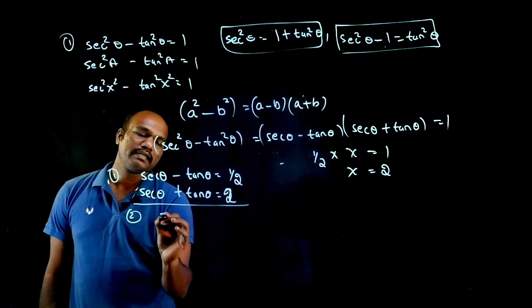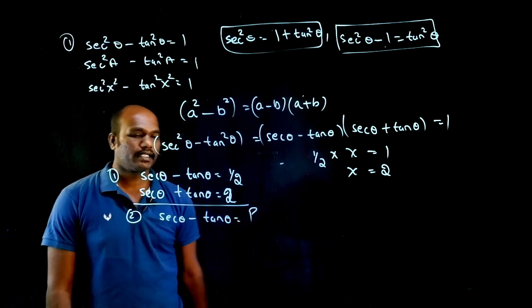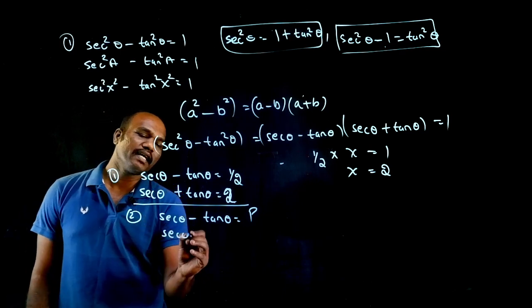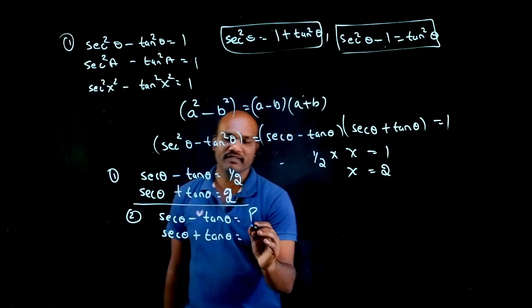The second question: secant theta minus tan theta is equal to P. What will be the value of secant theta plus tan theta? What will be the value of this? It will be 1 by.